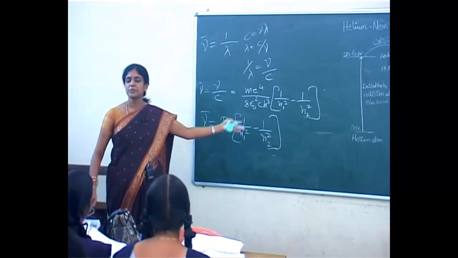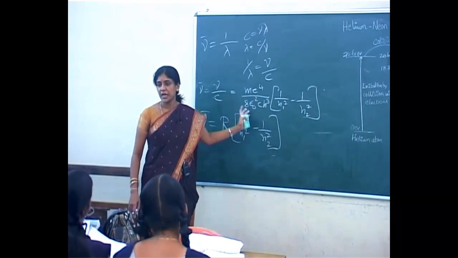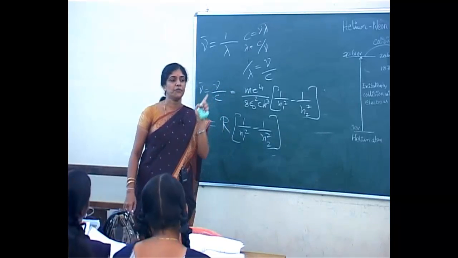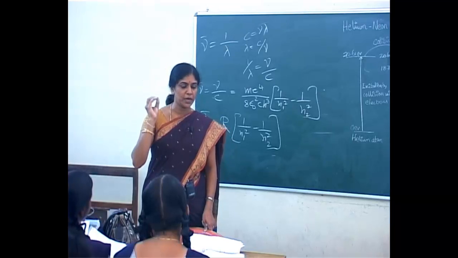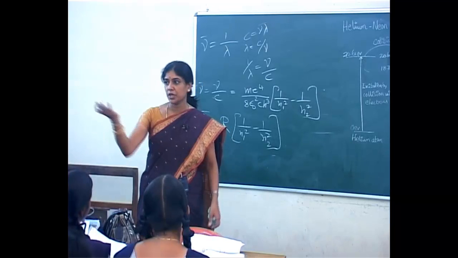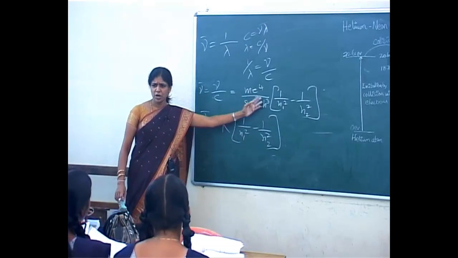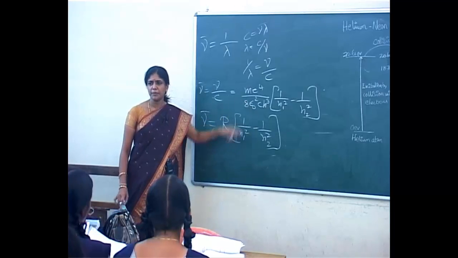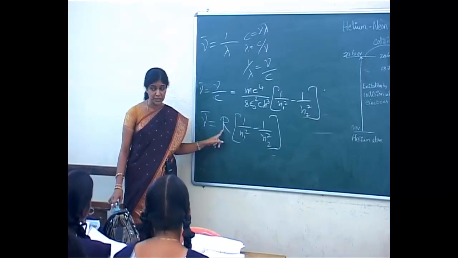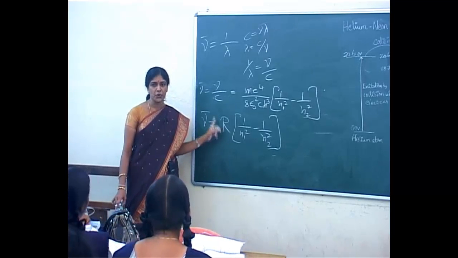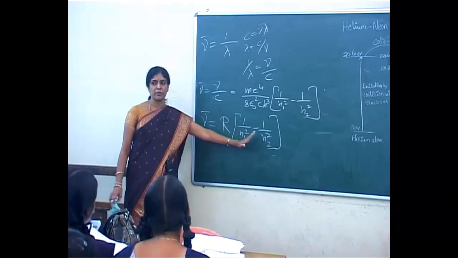He calculated all this, substituted everything and calculated. He got this value for R as 1.094 into 10 power 7 per meter. This constant value you have to learn by heart. Just as you remember the epsilon naught value, c, h, m, e are all constant values. You have to learn it by heart, no other go. Similarly, calculate the R value and just learn it by heart. R is called the Rydberg constant, its value is 1.094 into 10 power 7 per meter. Don't forget that. So this is your wave number formula.